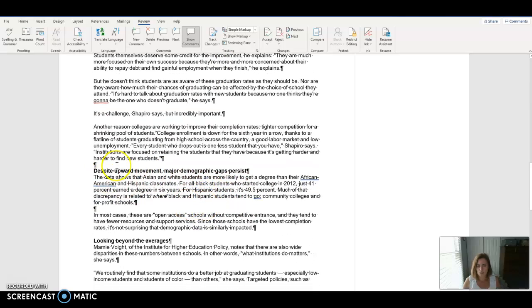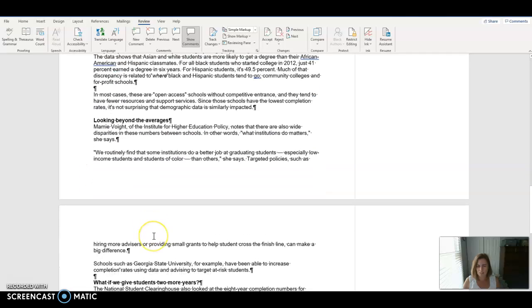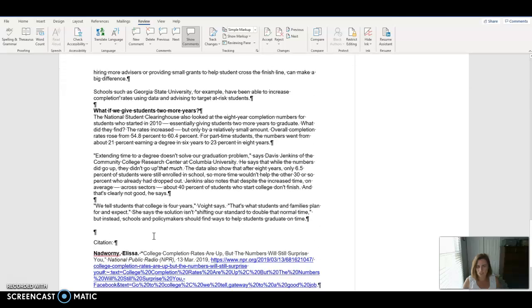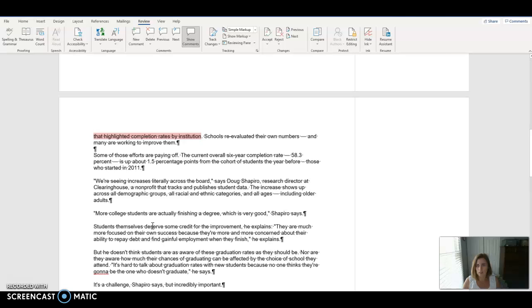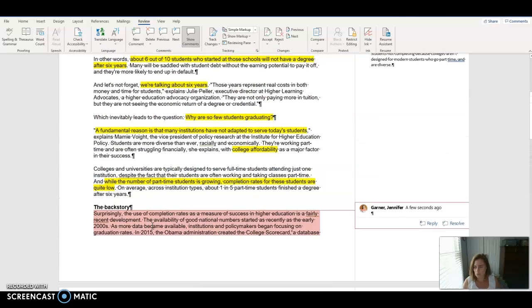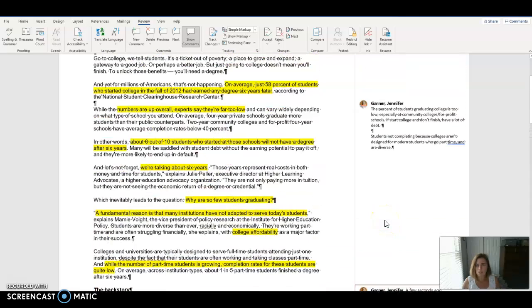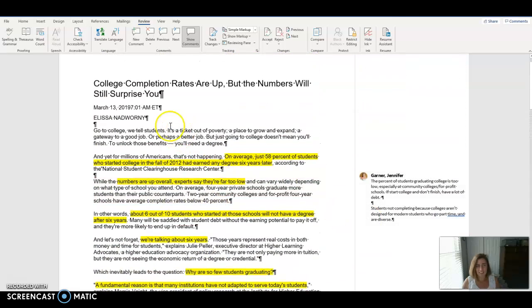But a nice way to divide it up, this article is already divided with some subheads. And so if I summarize each of these sections, then I'm going to have a pretty good idea what the article is about when it's over. If I needed to write a summary of the article, I can easily do that. And so that's what it looks like to highlight and annotate an article.